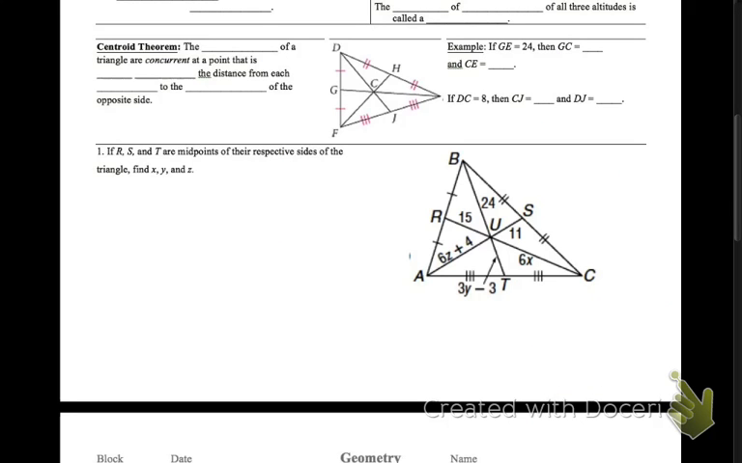All right, so that gets us our definitions of an altitude and a median. We talked about what a centroid is. It's where the three medians intersect. This leads us to our centroid theorem. The medians of a triangle are concurrent at a point that is 2/3 the distance from each vertex to the midpoint of the opposite side. This sounds way more confusing than it is.